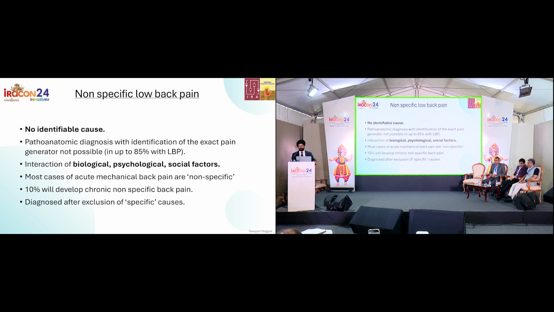Now, as I said, 85% of the time you cannot ascribe the pain to a typical pathoanatomic diagnosis, and that is what is called non-specific low back pain. In fact, most of the mechanical back pain is also non-specific, because what you find on the image you will not find in the symptoms of the patient, and this is caused by an interaction of biological, psychological and social factors. Most of the cases of acute mechanical backache are non-specific and they will resolve themselves, and only 10%, as mentioned before, will develop into chronic disease. But always rule out the specific causes.